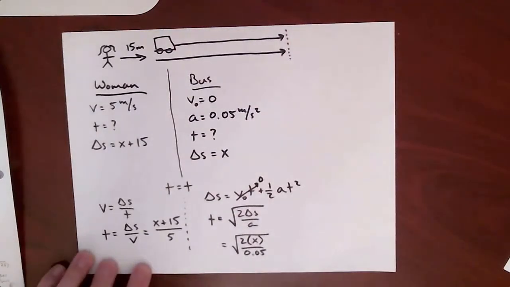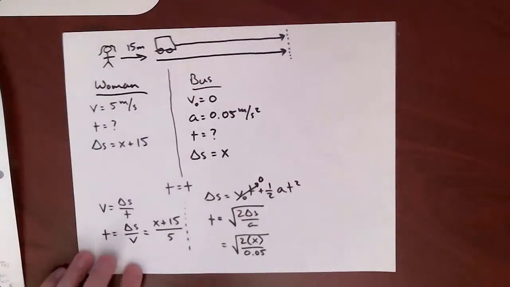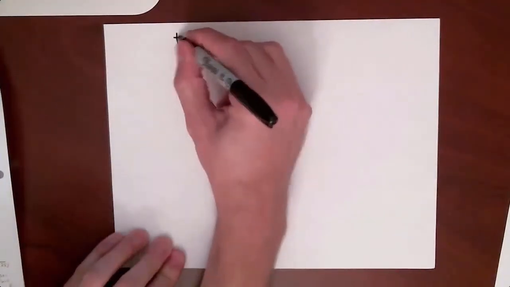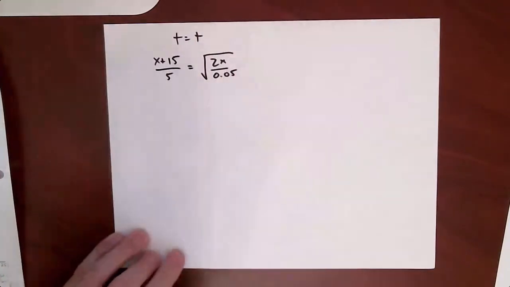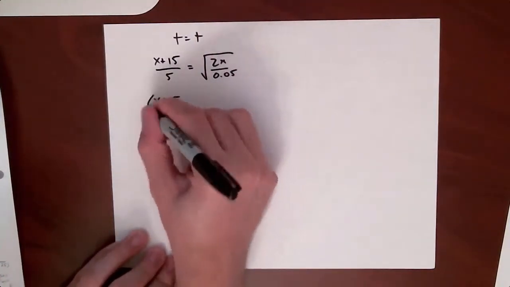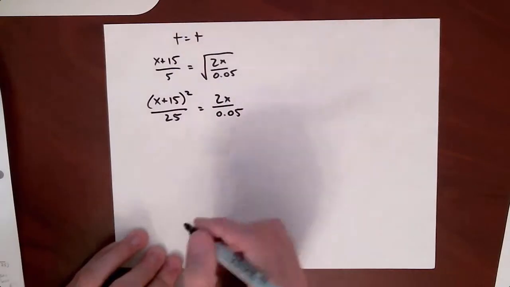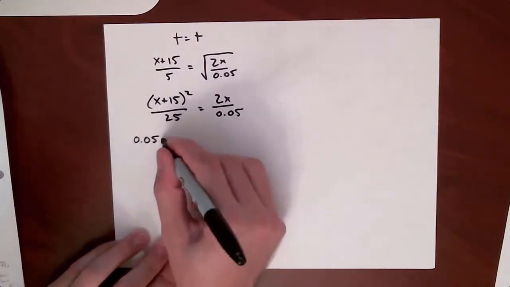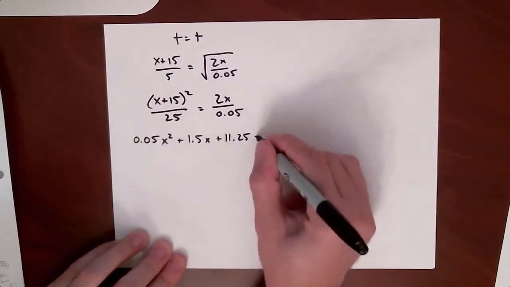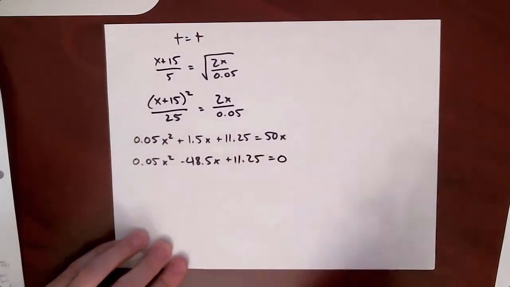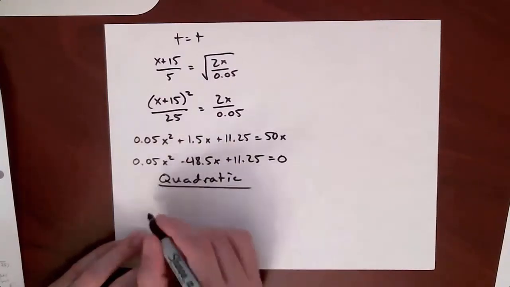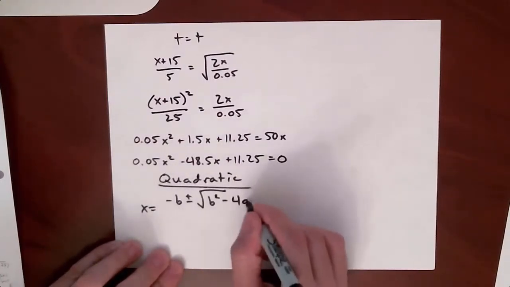Okay, so now we have two different expressions for time. We know that the two times are equal, so we can use that. So we rewrite our expressions for time, setting them equal, and we're going to do a bit of algebra here. And let's set everything equal to 0 to make it all look nice. And then we have to use the quadratic equation. Here's the quadratic in case you forgot it.